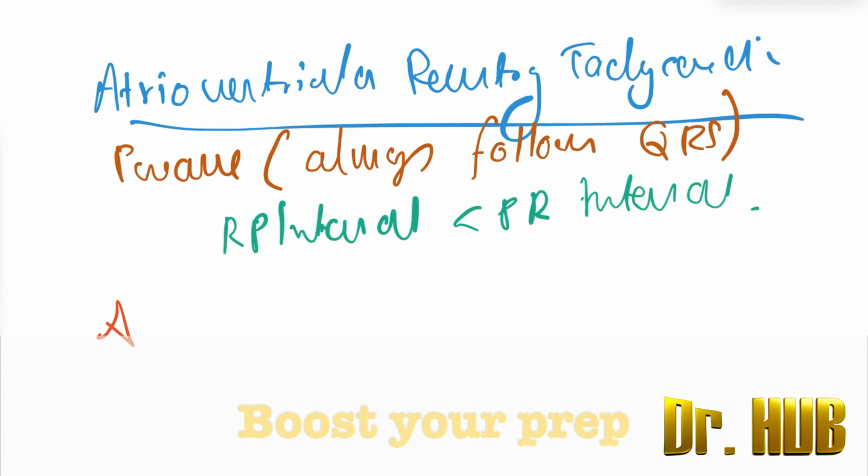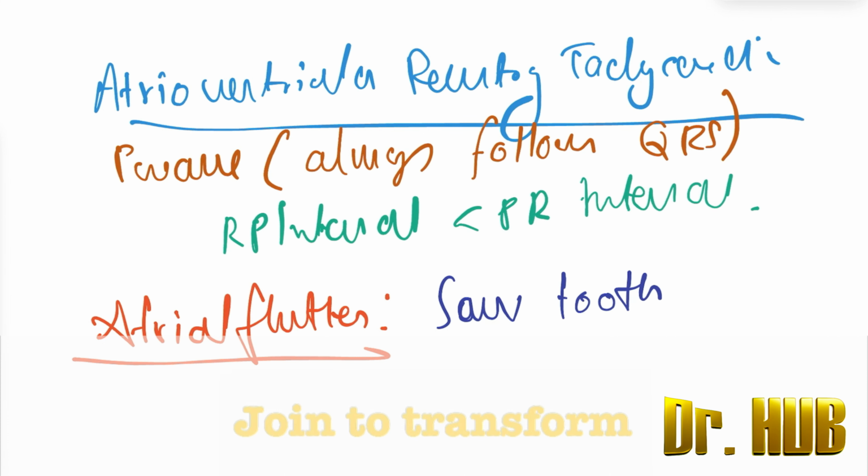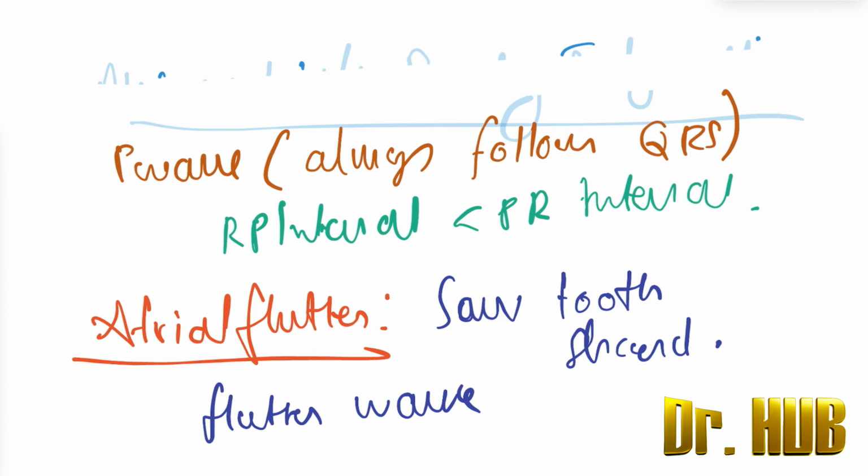Then we are looking at the atrial flutter. In terms of the atrial flutter, there are sawtooth shaped flutter waves. The sawtooth shaped flutter waves are seen.